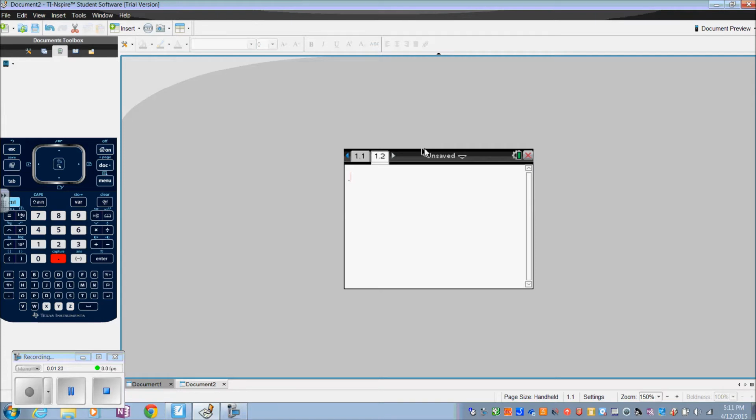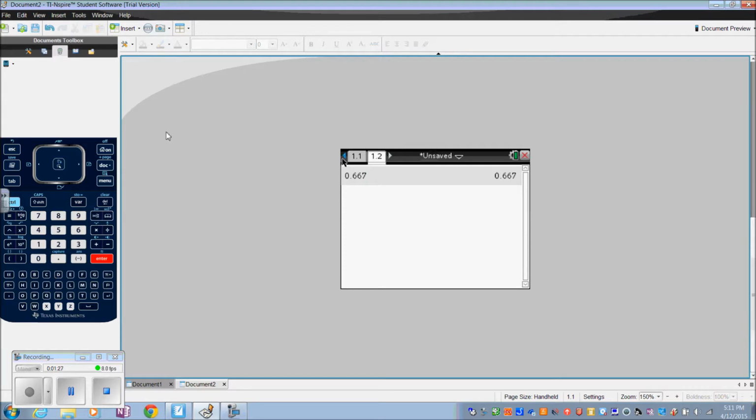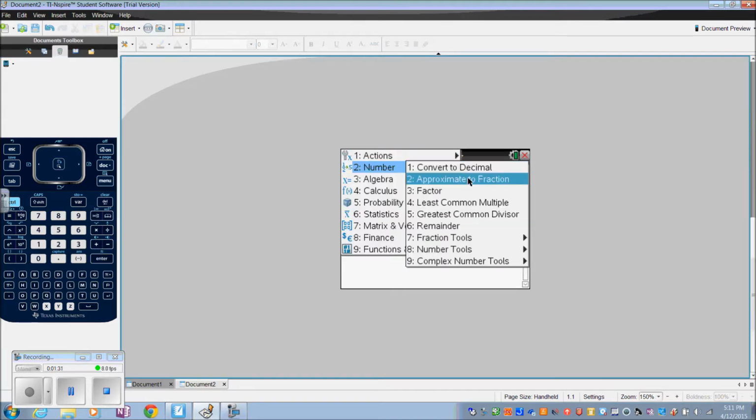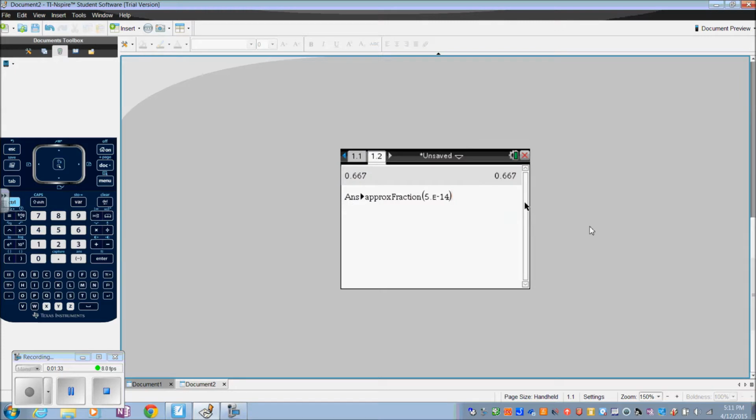So I'm going to hit calculate, 0.667, enter. Then I'm going to hit menu, number, approximate to fraction. And it gives this long thing, but that's okay. Hit enter. So there's what your fraction would be if it does give it to you in a fraction.